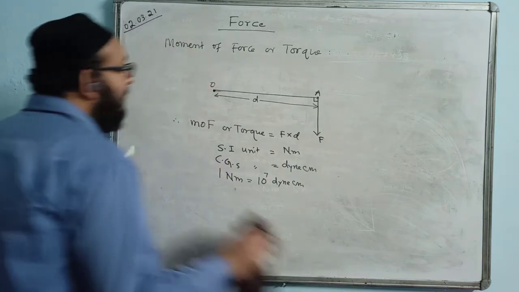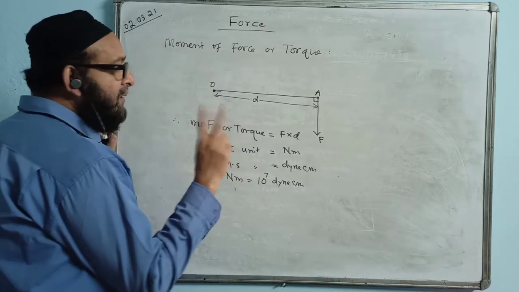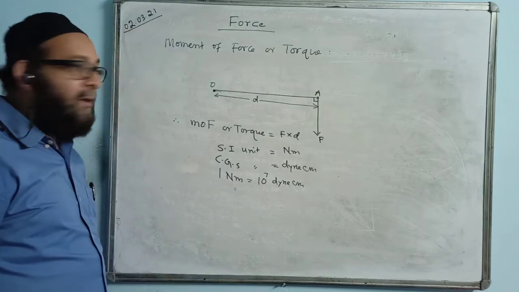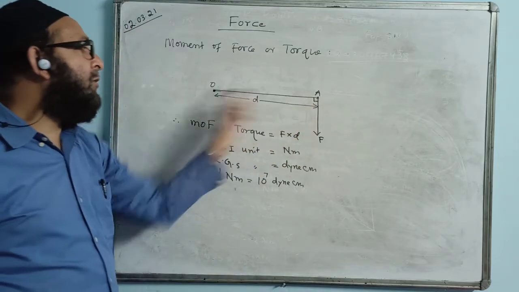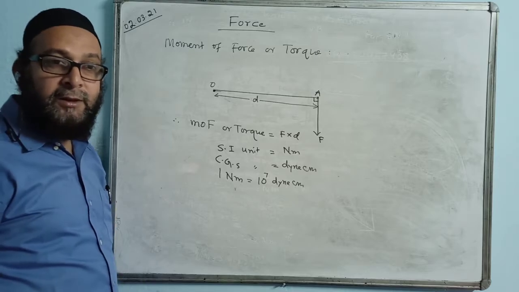So that's why the moment of force is a vector, and the moment of force or the torque depends on two factors. It depends upon force and the distance. But the force must be acting perpendicular to the distance. That will cause the rotation. This time force is perpendicular to the distance.